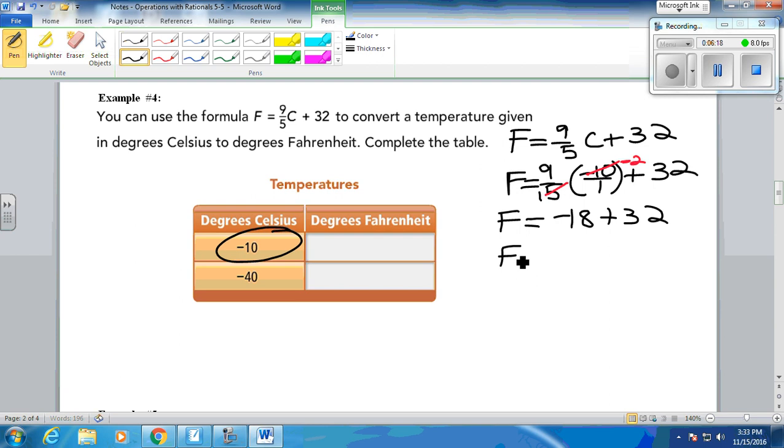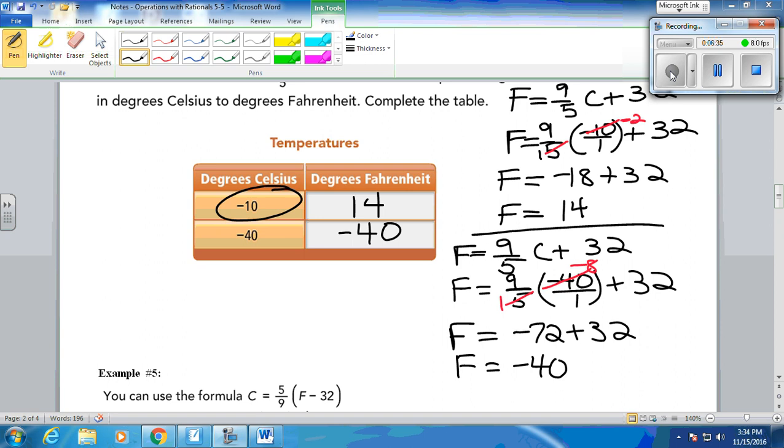My signs are different, or I have good guys and bad guys, so I need to find the difference between these two and take the sign of the number with a larger absolute value to give me positive 14. Go on and try the second step here.